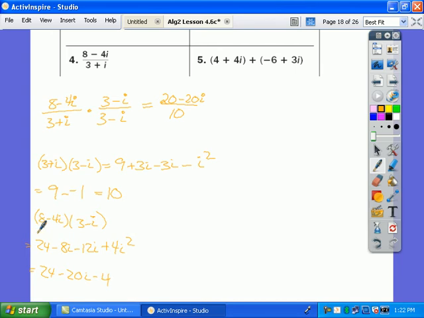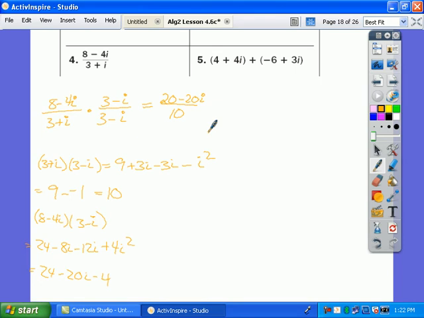Okay. On the numerator, 8 minus 4i times 3 minus i. Again, we go through the FOILing process, so there's 4 multiplications, and we see we get 24 minus 20i minus 4, so 24 minus 4 is just 20, and it yields 20 minus 20i for the numerator.